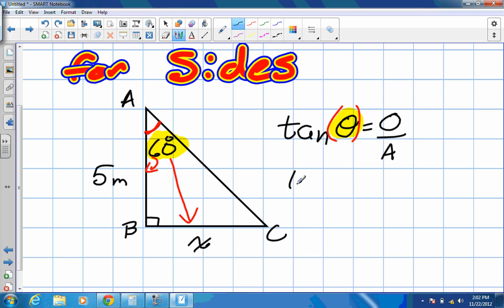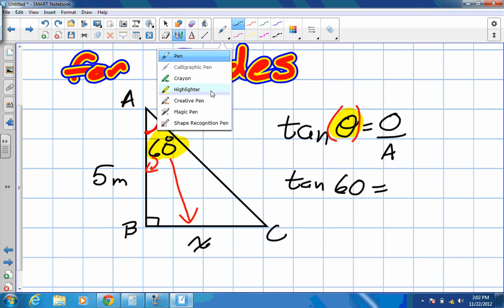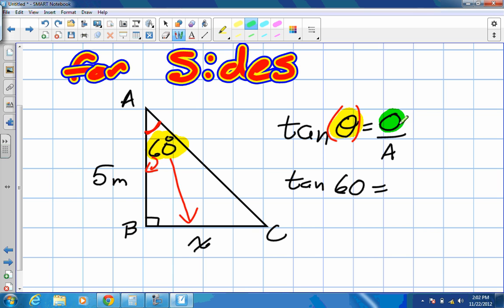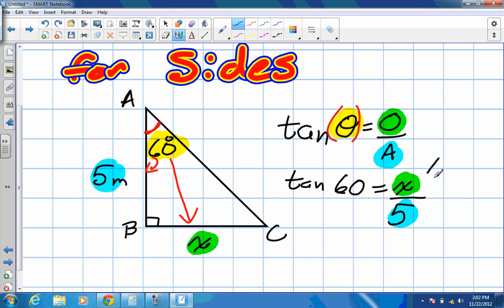So tan 60 is equal to the opposite side, which is x, so we're going to put x in for that value. And then the adjacent side happens to be 5, so we're going to put 5 in for that value. So what we've now set up is a ratio: tan 60 is equal to x over 5. The goal is to get x by itself.